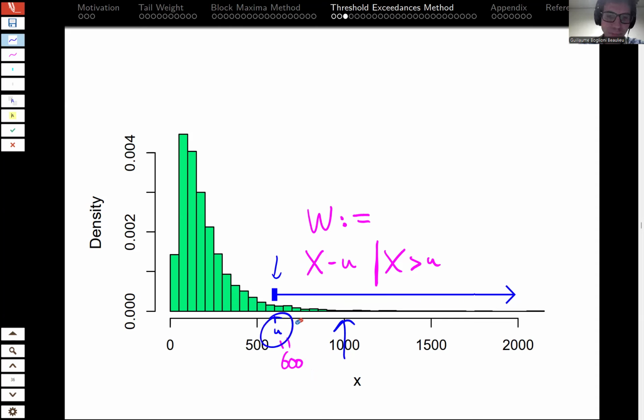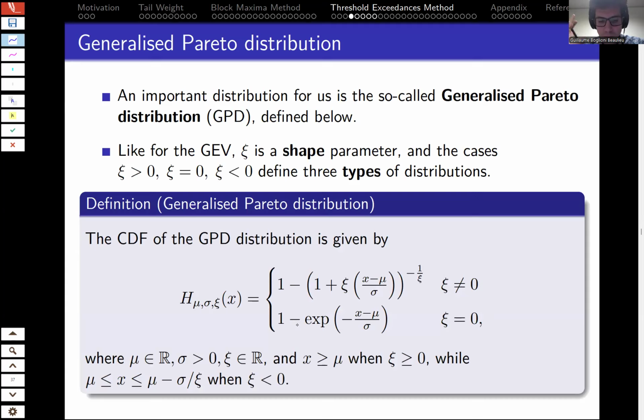Now, first things first, the punchline here is that exceedances will have the so-called generalized Pareto distribution. Sorry for the spoilers, but this is what's going to happen. The exceedances will be, at least in the limit, generalized Pareto distributed. What is this generalized Pareto? Well, it's probably a new distribution that you haven't seen before. So here we give its definition.